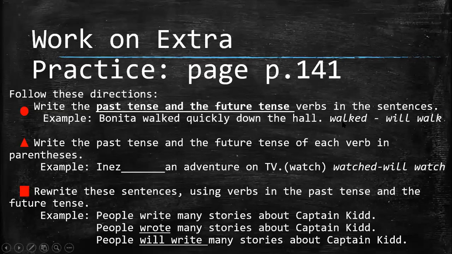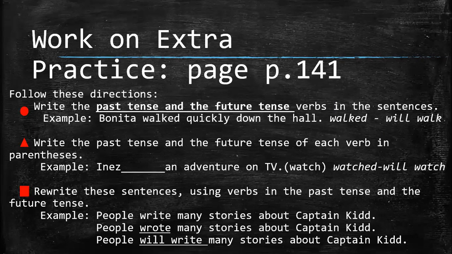So what you're going to do is you identify the verb that is in the past, and then you're going to change that to the future. Okay, that's what you're going to do in that section. Then when you go to the triangle part, you're going to write the past tense and the future tense of each verb in parentheses. So we have watch. Again, this is pretty much answers only. You look at the verb in exercises 7 through 11. You look at the verb in parentheses.